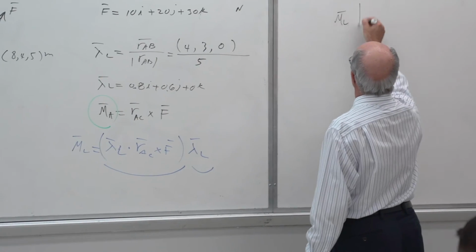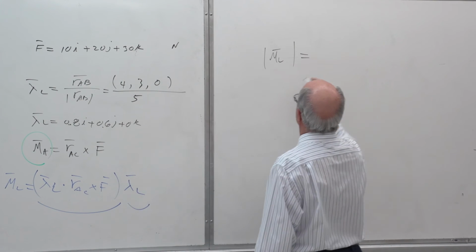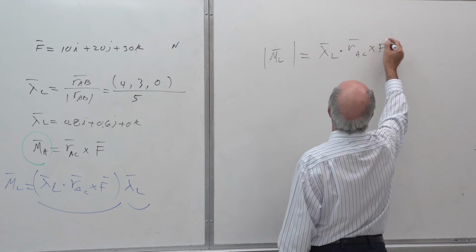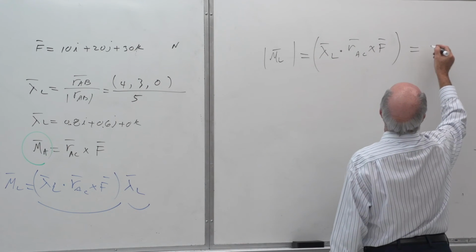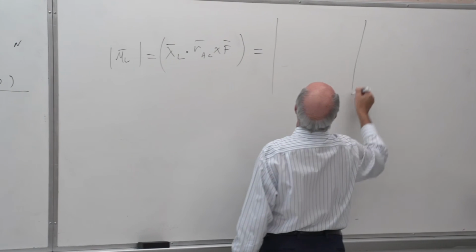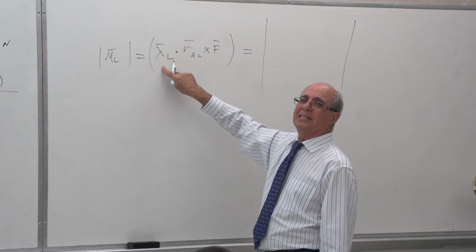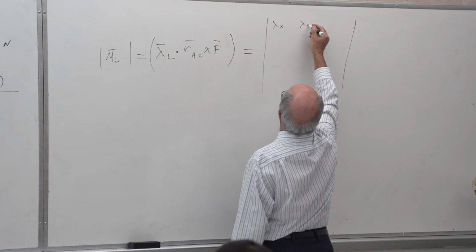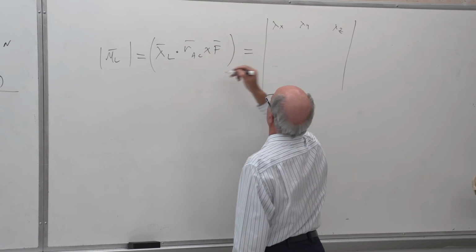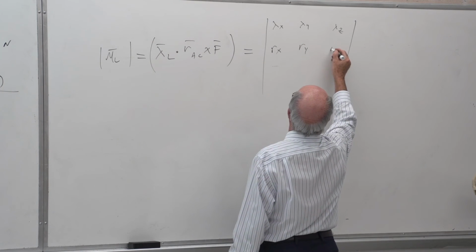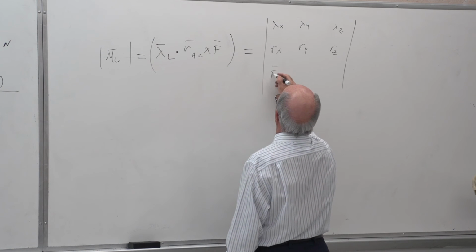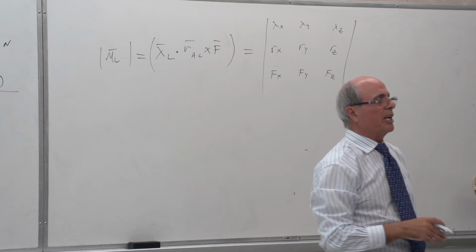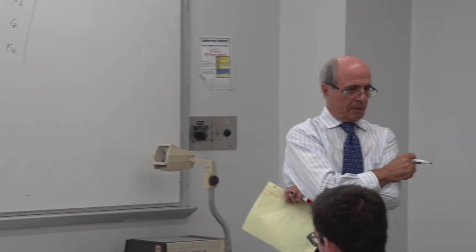So M_L magnitude is all of that. One more time: lambda L dot product of R_AC cross product of F becomes equal to, please write it down: a determinant with lambda x, lambda y, lambda z in the first row, then Rx, Ry, Rz, then Fx, Fy, Fz. As you see, there is no ijk, so therefore it is a scalar number.